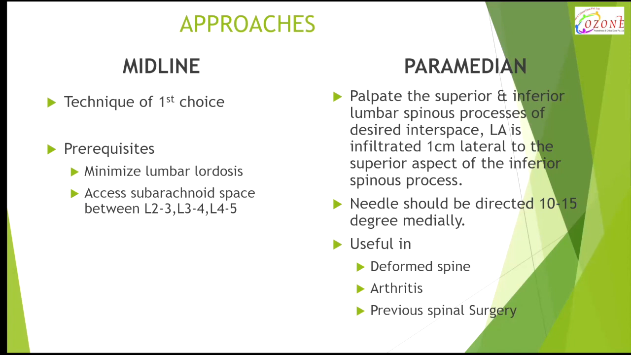And then we identify the subarachnoid space. And the paramedian, how will you give this paramedian spinal? We palpate the superior and inferior lumbar spinous processes of the desired interspace. Then local anesthesia is infiltrated 1 centimeter lateral to the midline and to the superior aspect of the inferior spinous process. What is the direction of the needle? The needle should be directed 10 to 15 degrees medially. This paramedian approach is useful in case of deformed spine, arthritis, or previous spinal surgery.